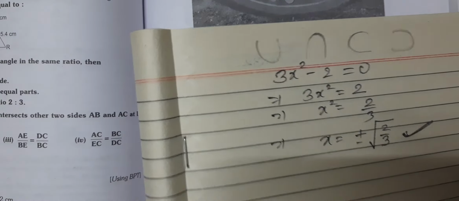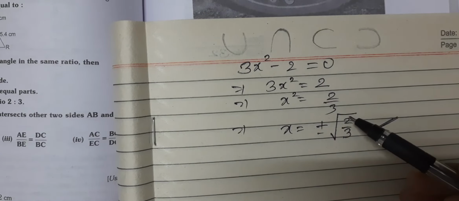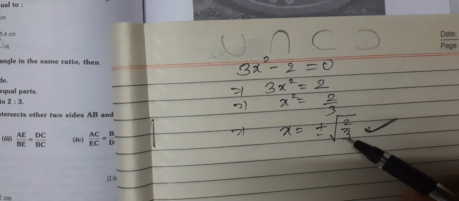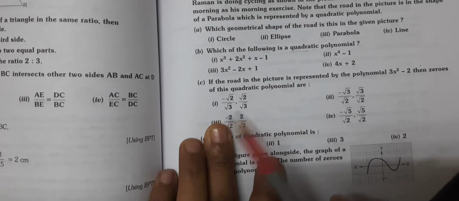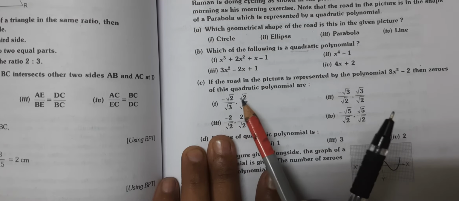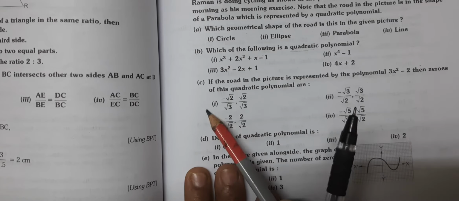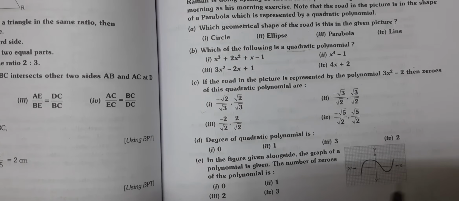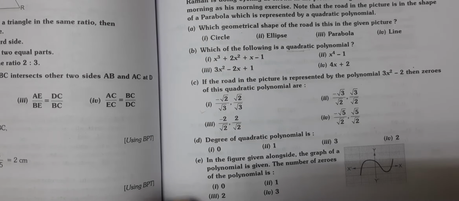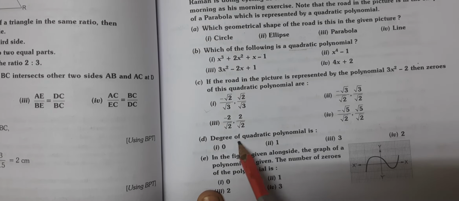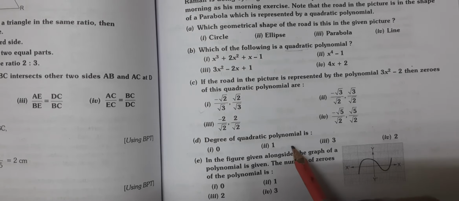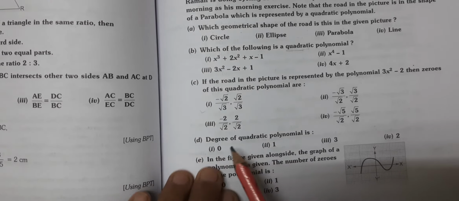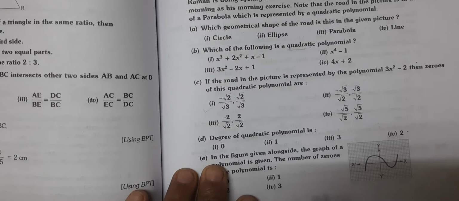Now we will check our answer. Plus root 2 by 3 and minus root 2 by 3. See, this can also be written as minus root 2 by root 3 and plus root 2 by root 3. So this one is the correct option. Right? Next is the degree of a quadratic polynomial. As I said, if the degree of the polynomial is 2, then it is called a quadratic polynomial. So the degree of a quadratic polynomial is 2.